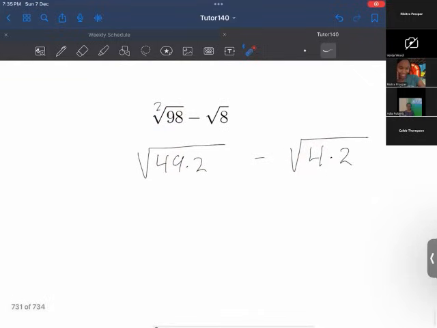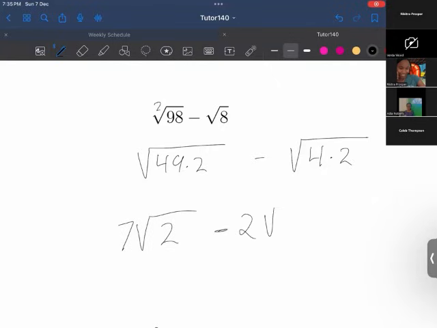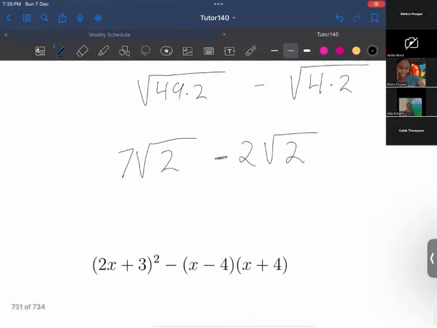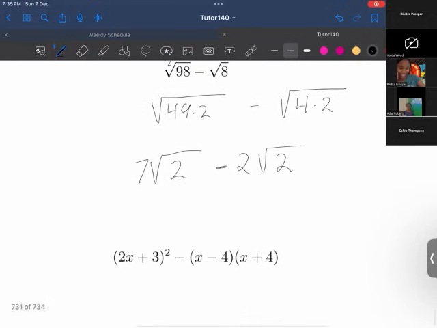So we can just take the perfect squares out. The square root of 49 is just 7, so this is 7 root 2. The square root of 4 is just 2, so that's 2 root 2. So 7 minus 2, that's 5 root 2. So our final answer would just be 5 root 2.